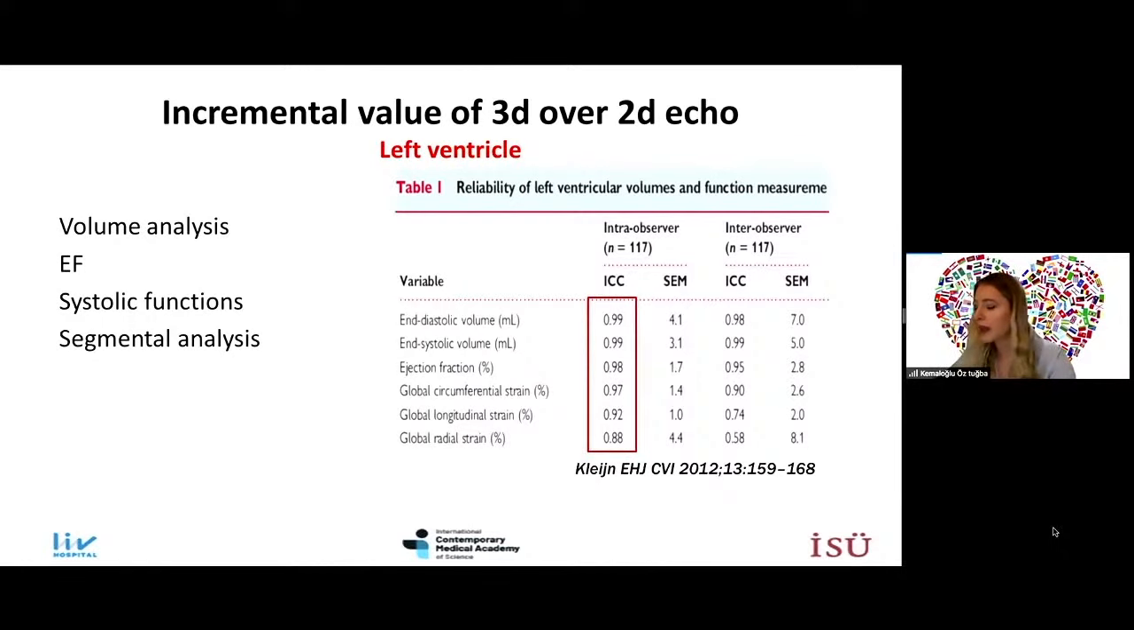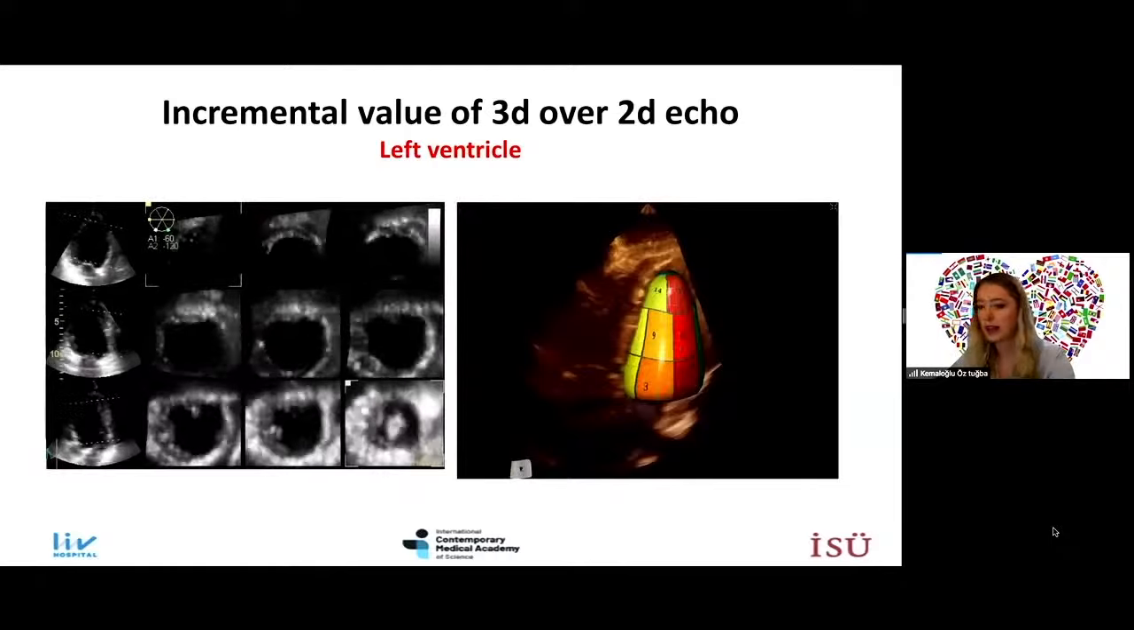Also, intra-observer and inter-observer variability is better than 2D echocardiography.